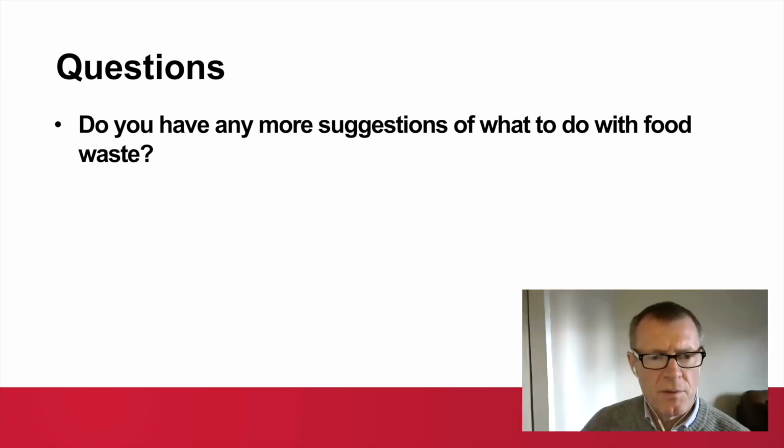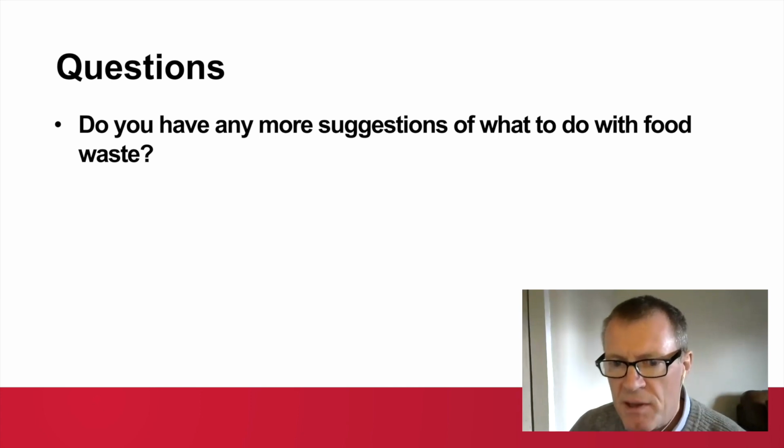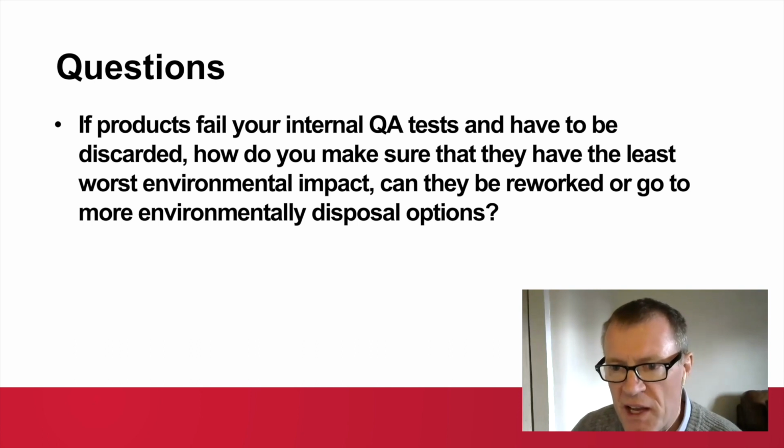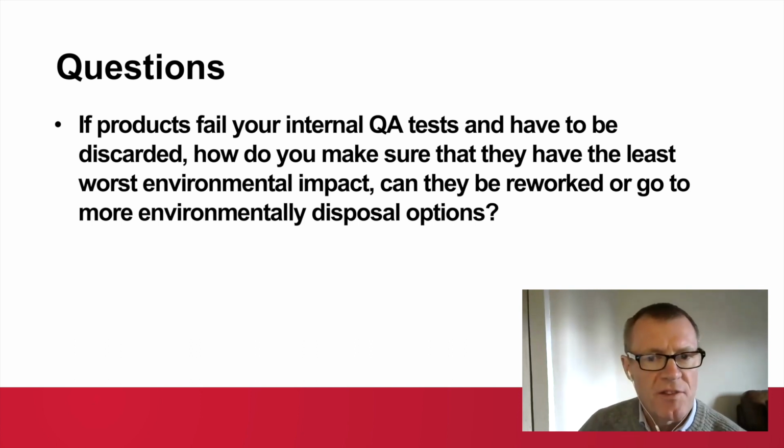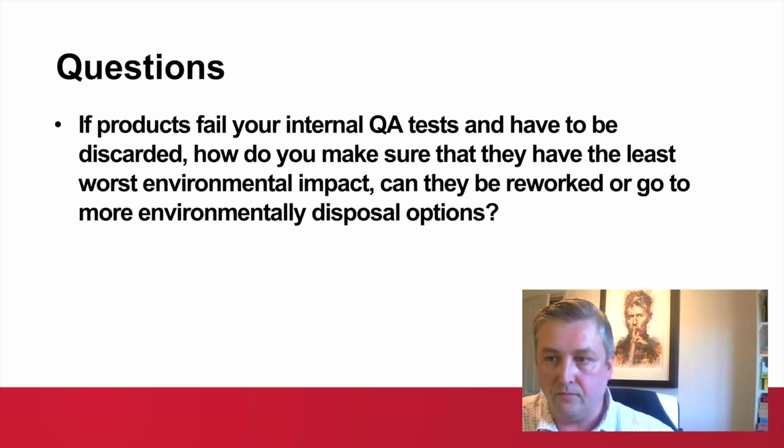Thank you. I think that's called the Surplus with Purpose Fund, if I remember rightly, and I think there are other charities which will do gleaning operations in orchards and fields as well, aren't there? Okay, Linda, one for you specifically. If products fail your internal QA tests for whatever reason and have to be discarded, how do you make sure that they have the least worst environmental impact? Can they be reworked, or do you go for more environmentally friendly disposal options?